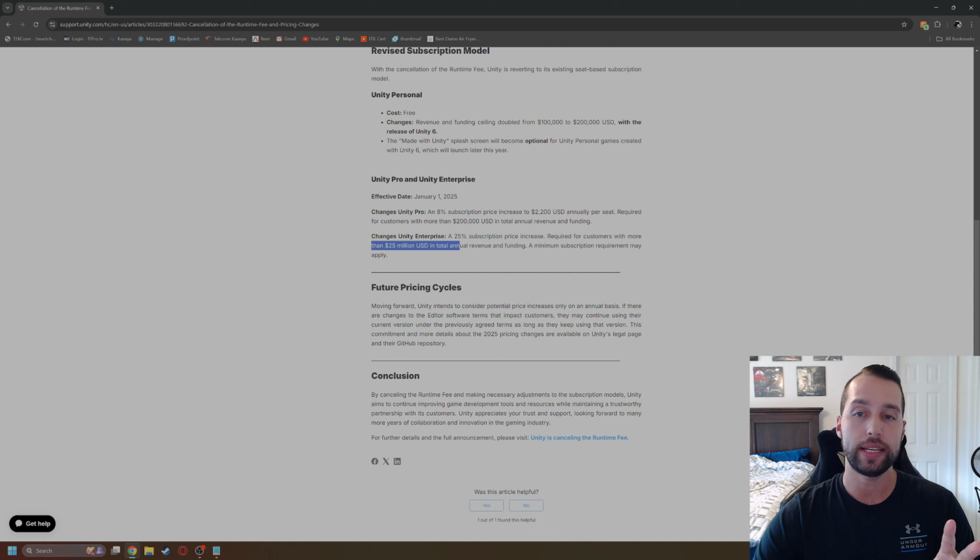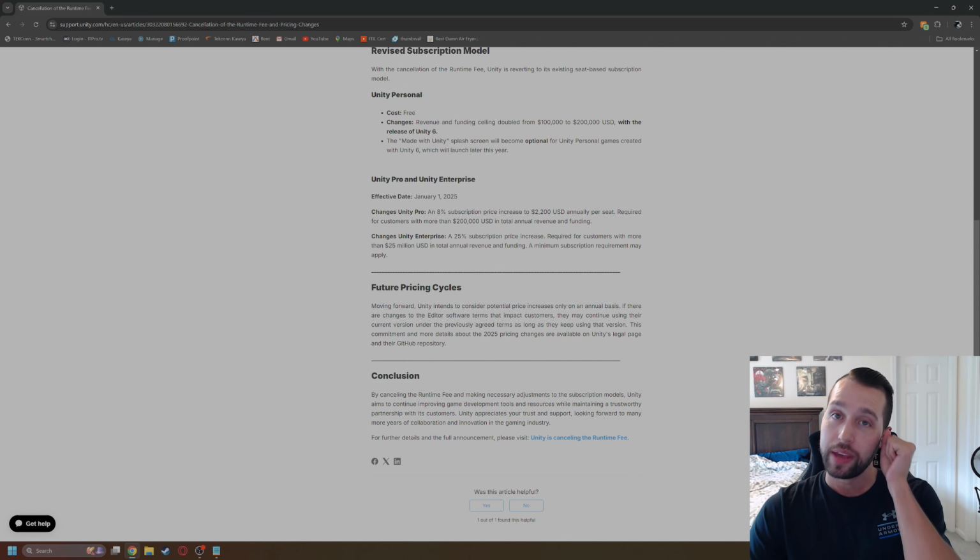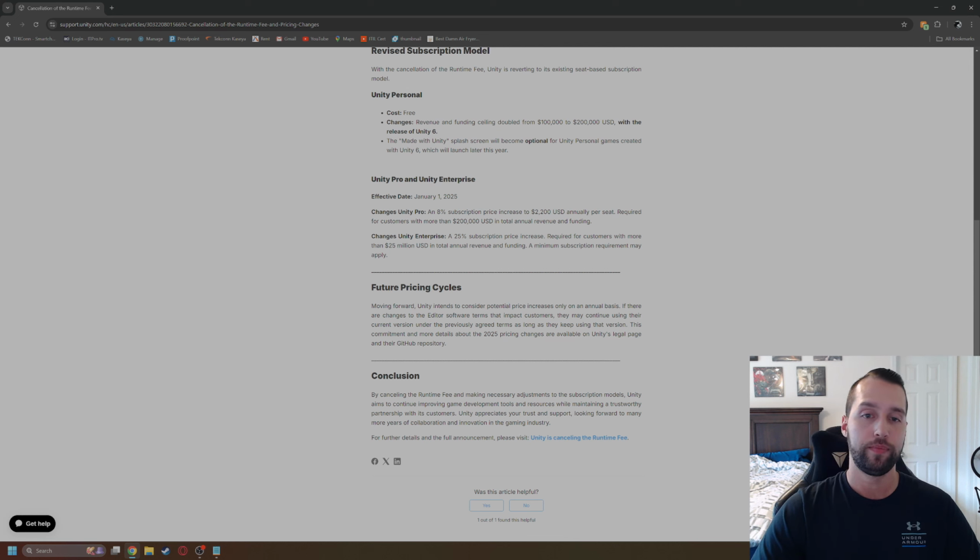The reason it says may apply is because for Unity Enterprise, you have to reach out to Unity in order to get pricing from them. So I can't turn around and say, oh yeah, it's going to cost you $10,000 a year. I can't say that because Unity does not have that disclosed here. So it probably varies per company with how much you're actually paying.